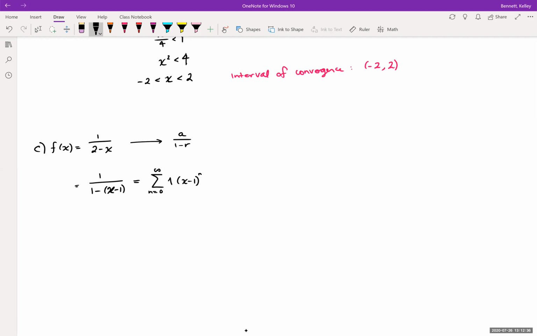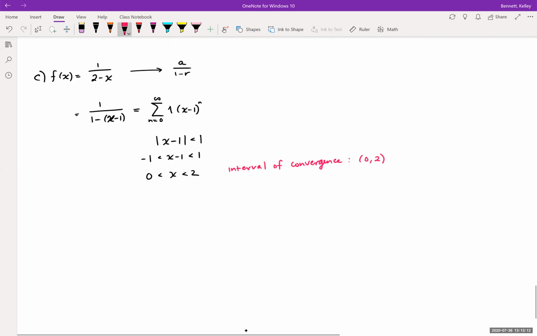So in order to determine where this geometric series converges or diverges, again, I just set up that the absolute value of x minus 1, my little r, has to be less than 1. So I get -1 less than x minus 1 less than +1. And so adding 1 to both sides, 0 less than x less than 2. So our interval of convergence would be 0 to 2.